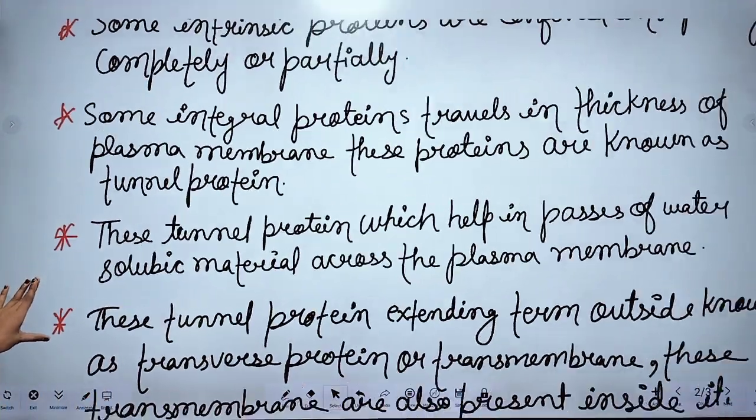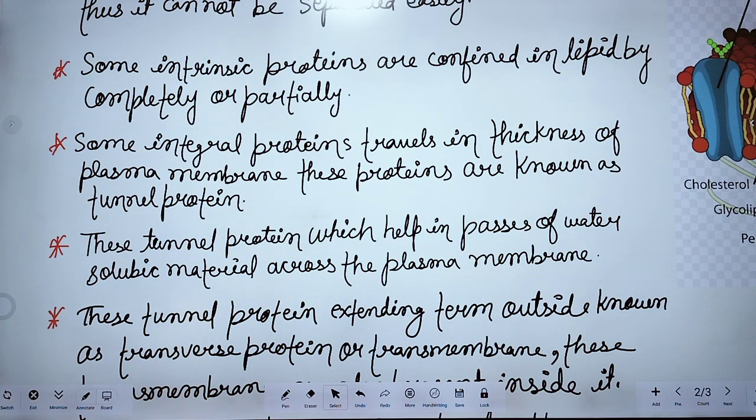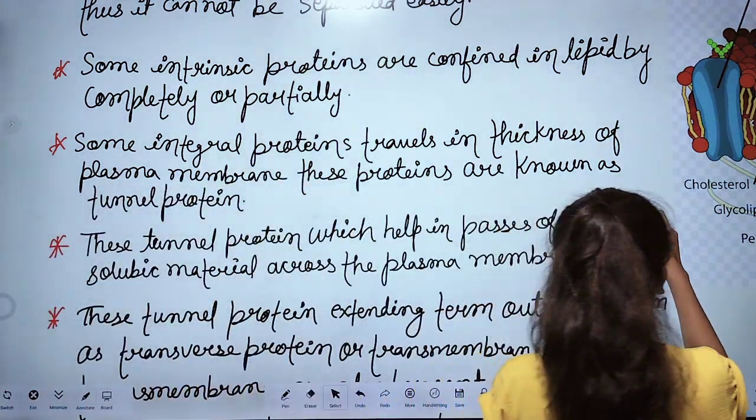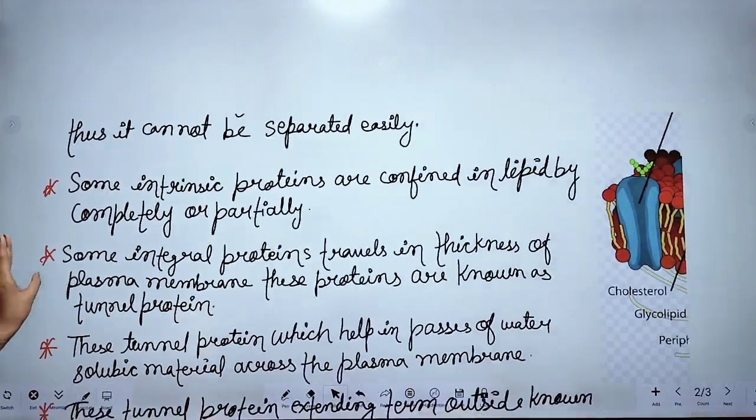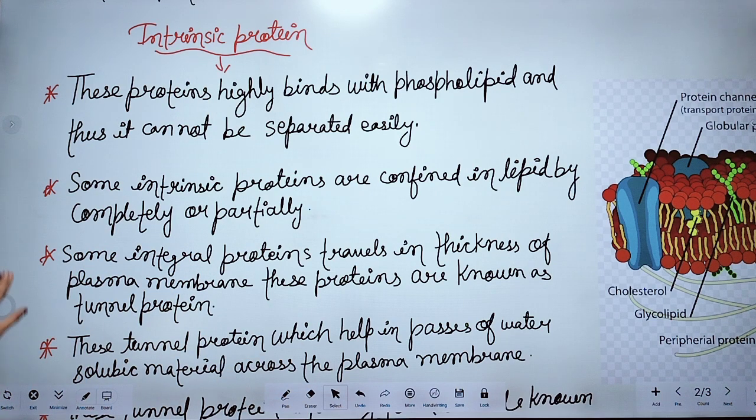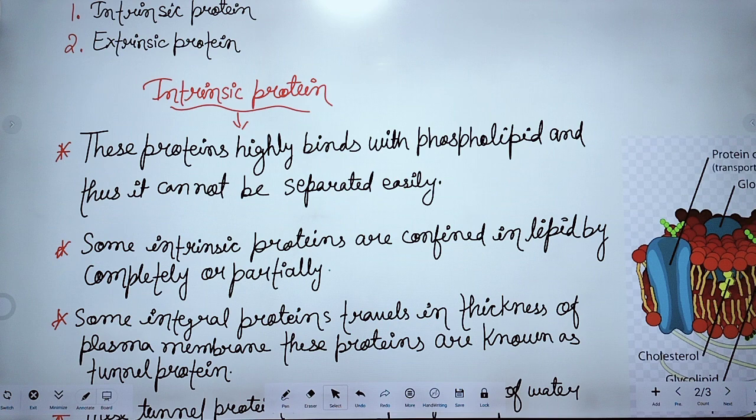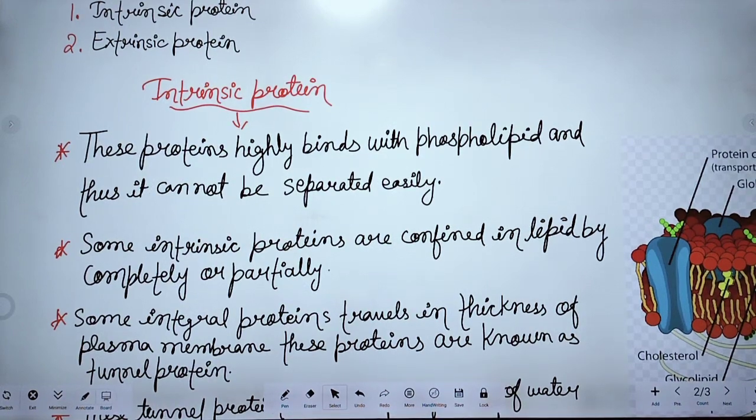This tunnel protein also helps in the passage of water-soluble material across the plasma membrane. Some integral proteins travel through the thickness of the plasma membrane. These proteins are known as tunnel proteins, and some intrinsic proteins are confined partially or completely by lipid. Mainly, the intrinsic protein binds highly with the phospholipid and cannot be separated from it.